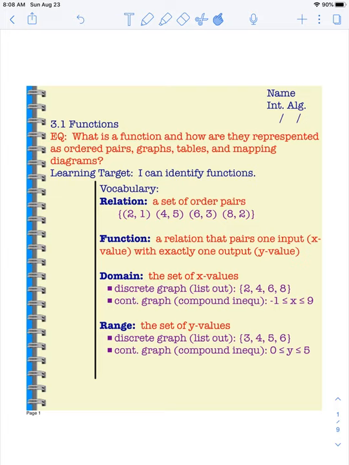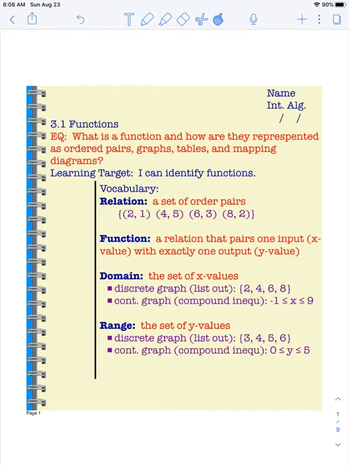Hello, algebra students. Today's lesson is on 3.1 functions. We'll be looking at the questions: What is a function, and how are they represented as ordered pairs, graphs, tables, and mapping diagrams? And the learning target for today is, I can identify functions.